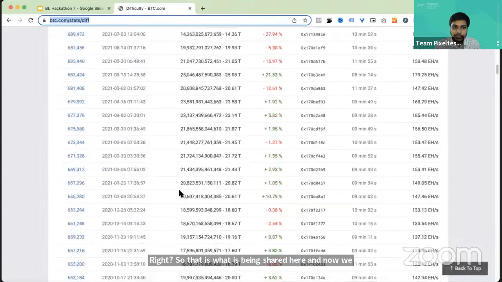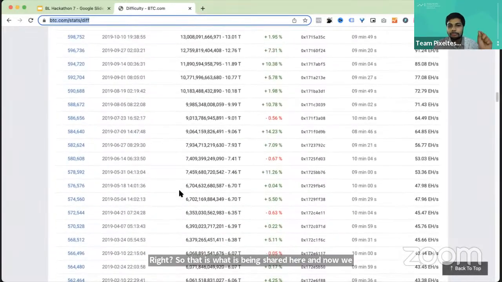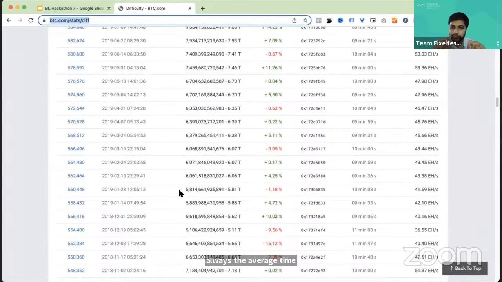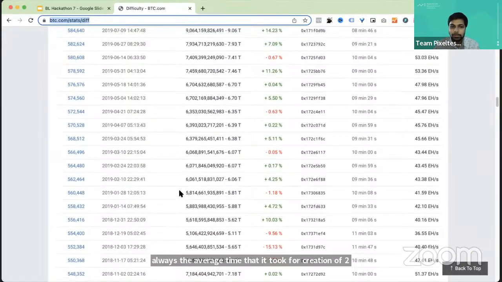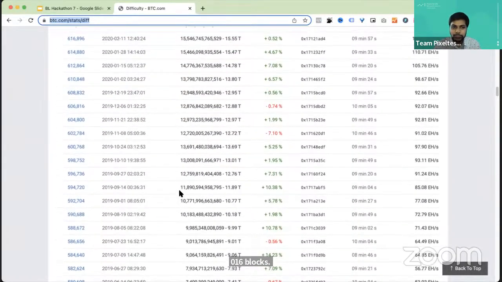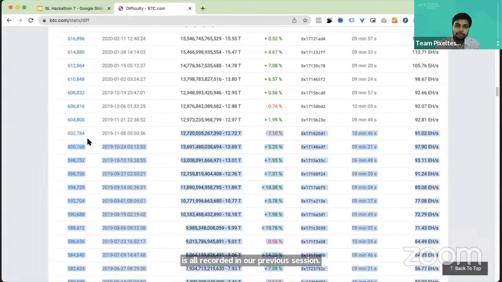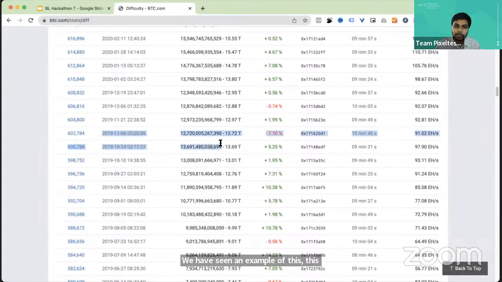And now you can see that in this, there is a list of the average time that it took for creation of 2016 blocks and what the threshold was at that moment. So it is all recorded. In our previous session, we have seen an example of these two rows. Okay, I'm able to select. We have taken these two rows where 6,768,000 plus 2016 becomes 6,02,784.